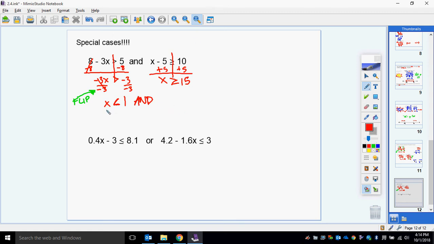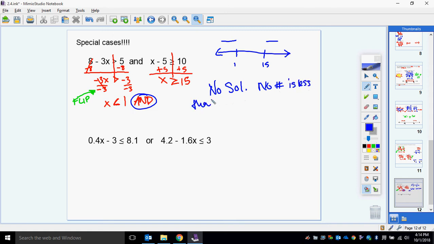Okay, so I have x needs to be less than 1 and x needs to be greater than or equal to 15. So if you think about that in terms of a number line, is there a number that is less than 1 but also has to be greater than 15? No, remember this is an and. It's got to satisfy both. So this is a no solution case because no number is ever going to be less than 1 and at the same time greater than 15. Okay, so the and, it's not going to work out. This would be fine if it said or, but it says and that makes a difference.